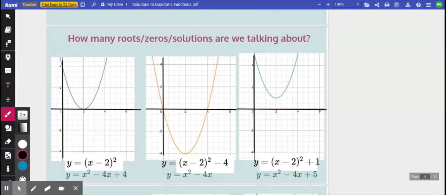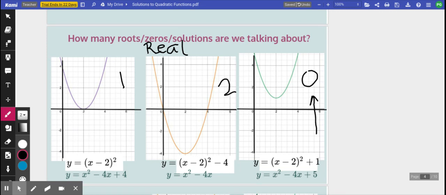So when we look, there are three different outcomes. How many roots, zeros, or solutions can there be? You will either have one solution, two solutions, or no solutions. And when we're talking about solutions, we're talking about real numbers. You're going to learn about imaginary or non-real numbers in Algebra 2, and those occur when there are 0 real roots.